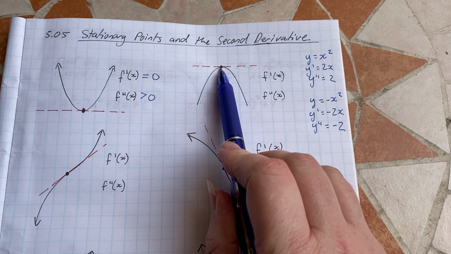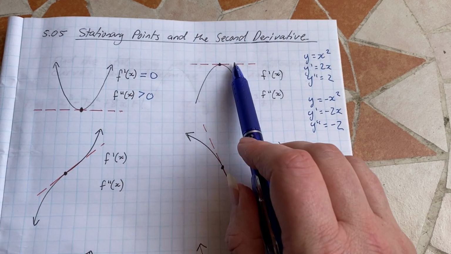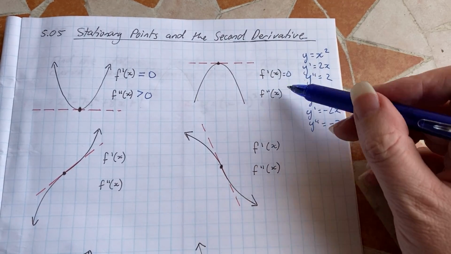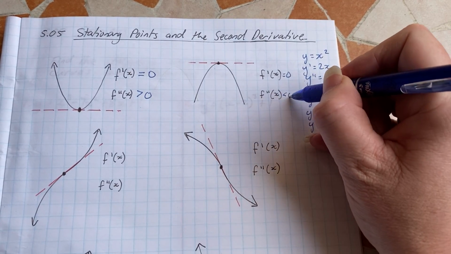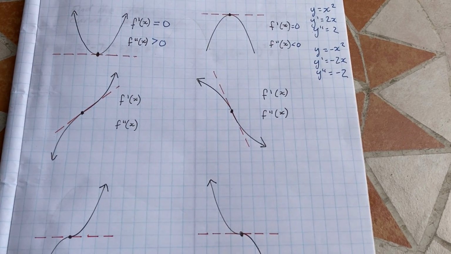So let's look at this one. It is horizontal at that point, the tangent, so it is a stationary point. So the first derivative is 0. As I just said, it's like part of a sad parabola, so the second derivative is less than 0, it's negative.